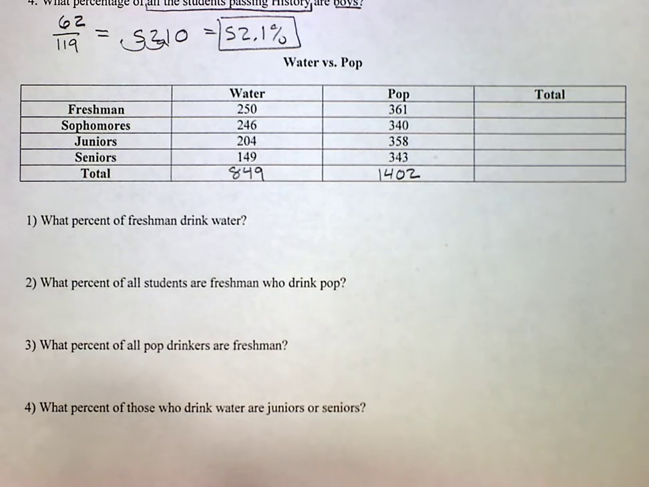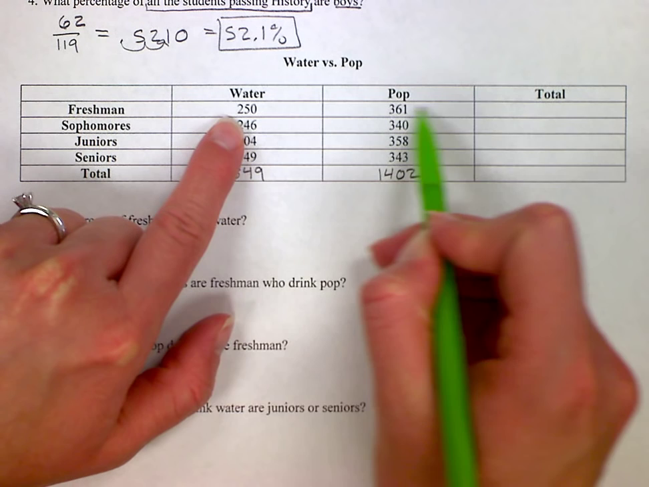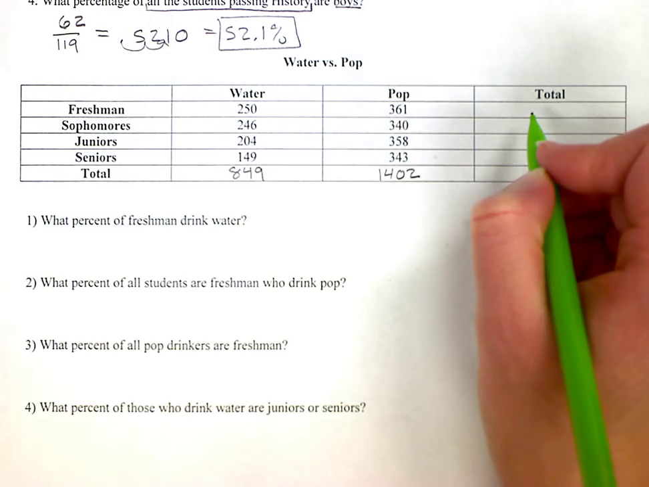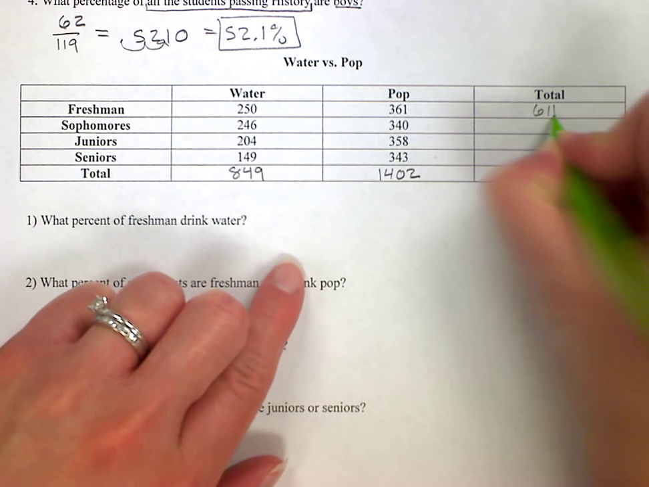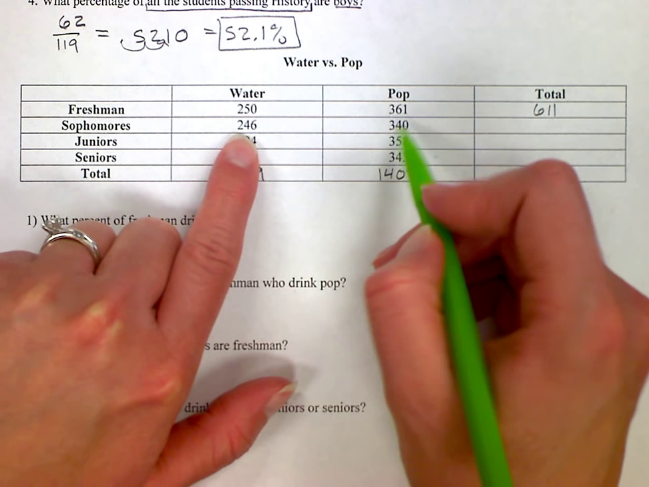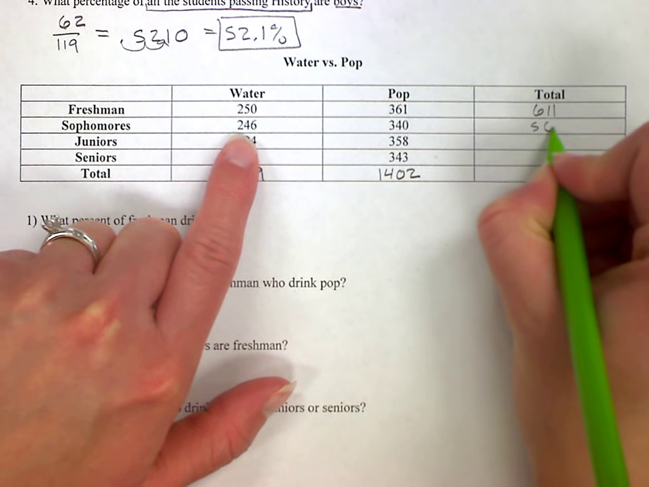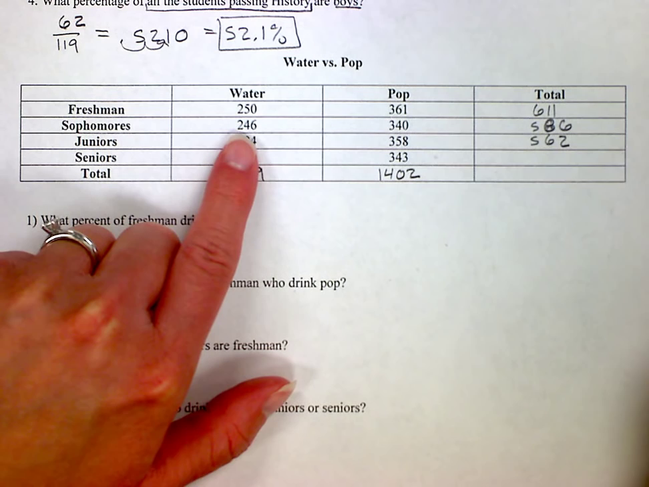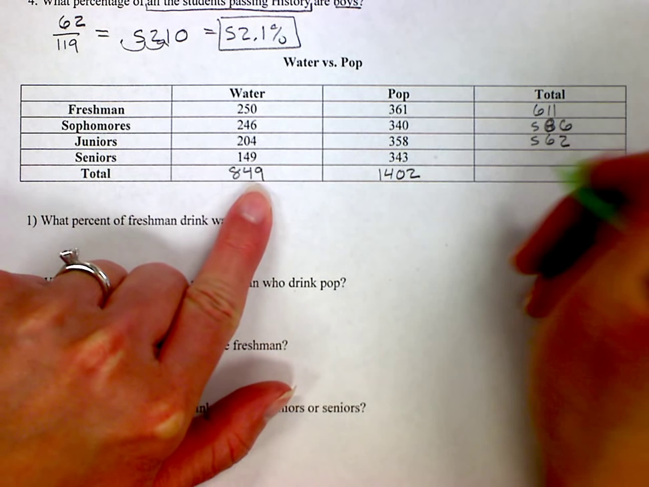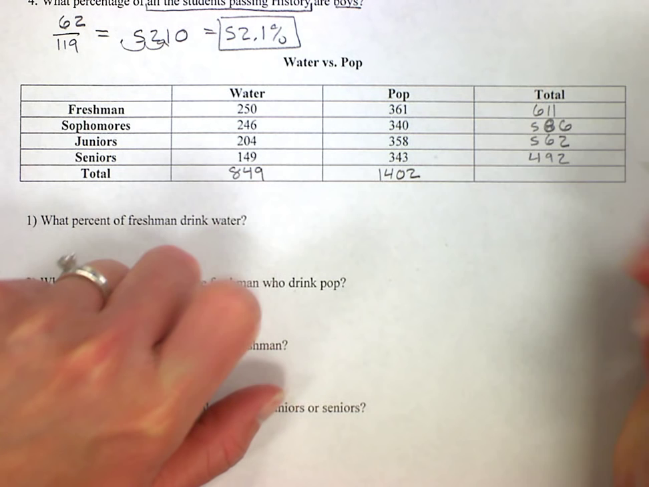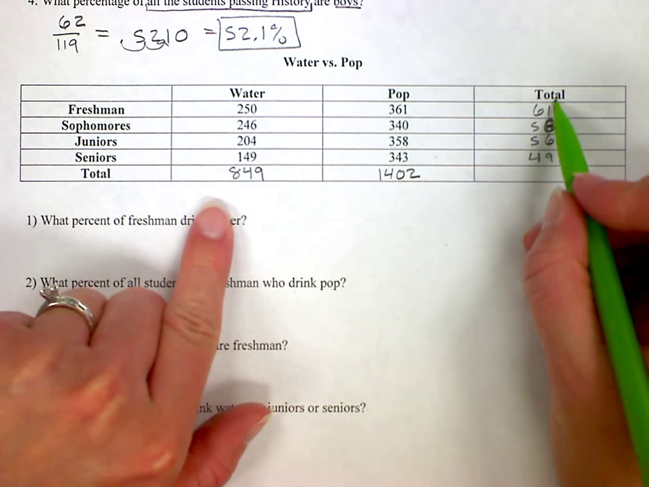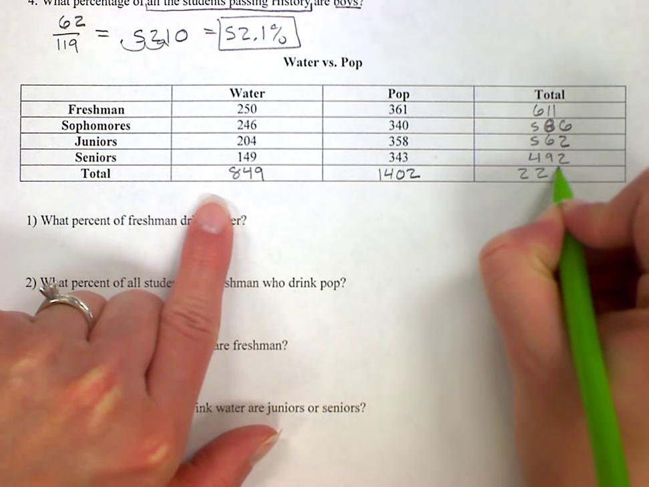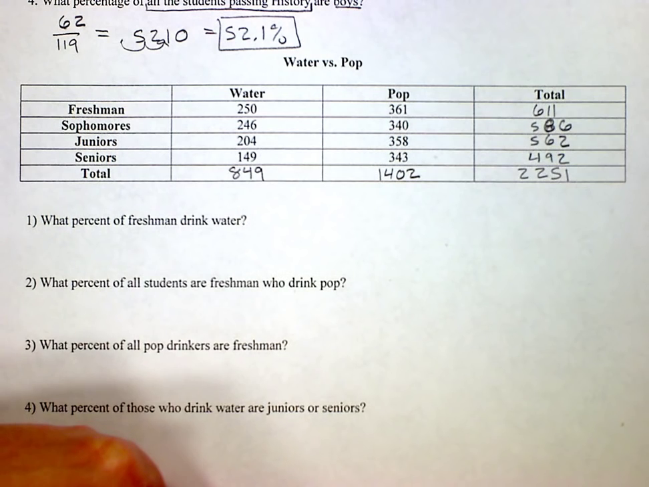Okay, so with this, we wanted to know how many freshmen total there were. 250 plus 361 is 611. For sophomores, 246 plus 340 is 586. There's 562 juniors that were surveyed and 492 seniors that were surveyed, making, whether we add up this column or this row, it should be 2,251. If you get a different number, make sure you fix something because it's wrong.